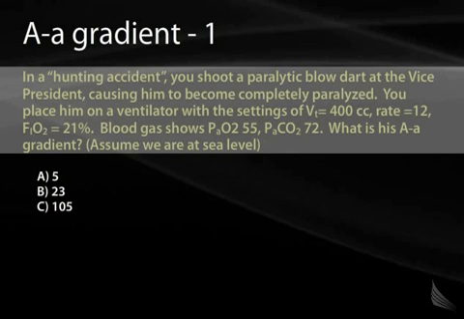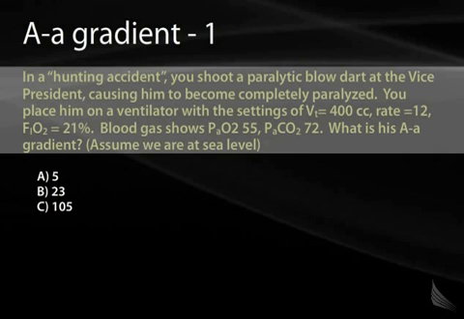What's his AA gradient? We can do this by doing the alveolar gas equation. We're at sea level, where the barometric pressure is 760. We know that he's got normal water vapor, so the inspired oxygen is going to be 760 minus 47 times 21%. We need to subtract from this his PCO2 divided by 0.8.